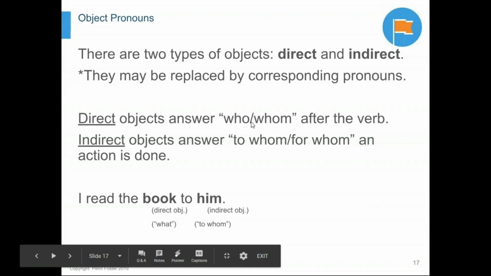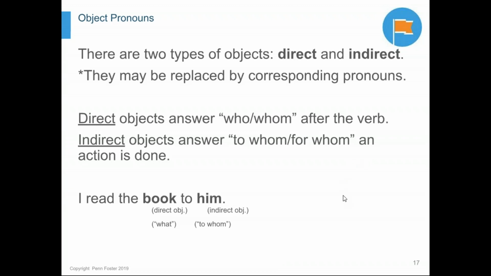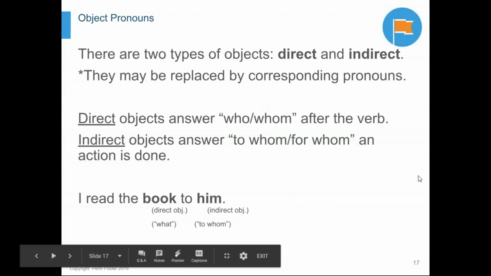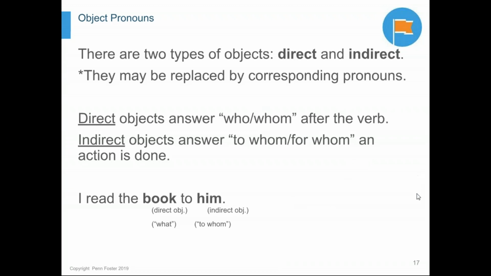Okay, so the only thing I would say to keep in mind there, slight typo, for the direct objects, it should say answer whom or what. Okay, and keep that in mind as we move forward to the next slide.